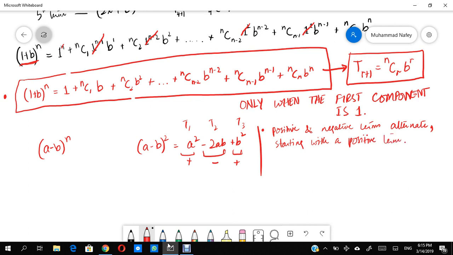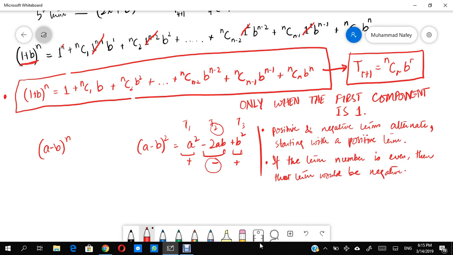Another interesting thing, this negative term would always be the even term, right? So the second observation is, if the term number is even, then that term would be negative. Why? Because we can see here that the odd terms are positive.